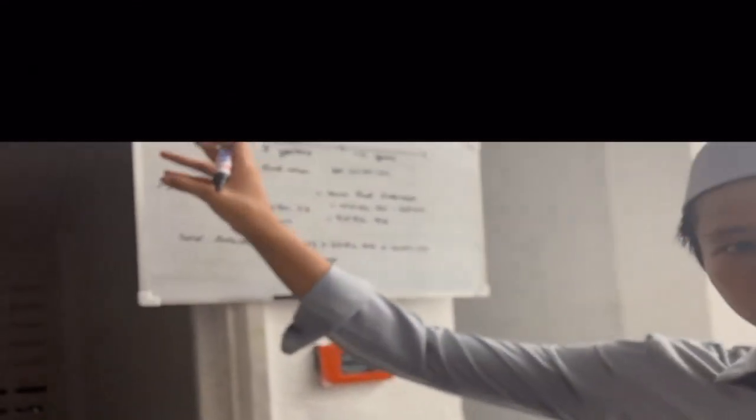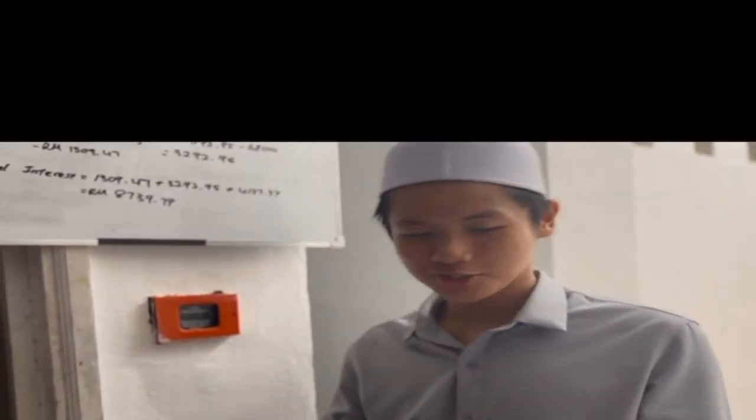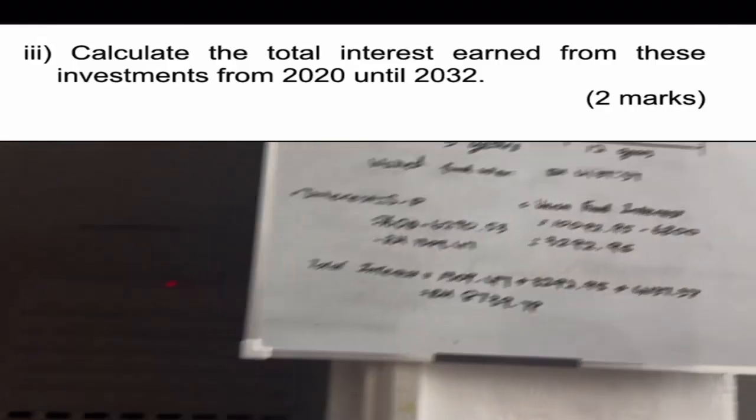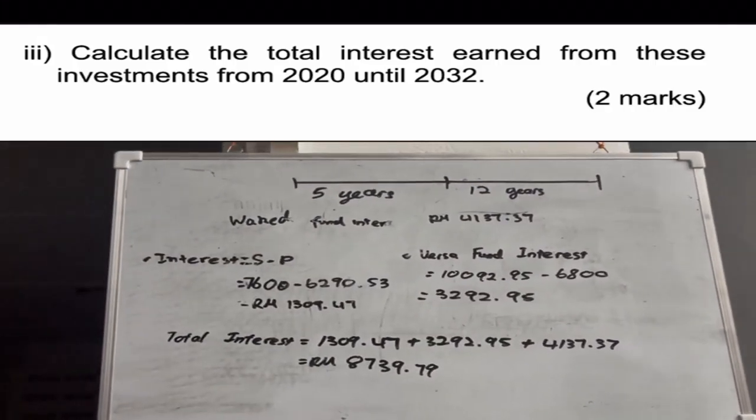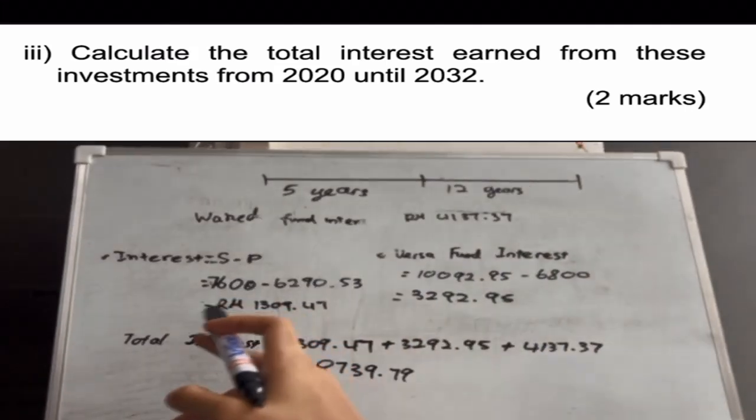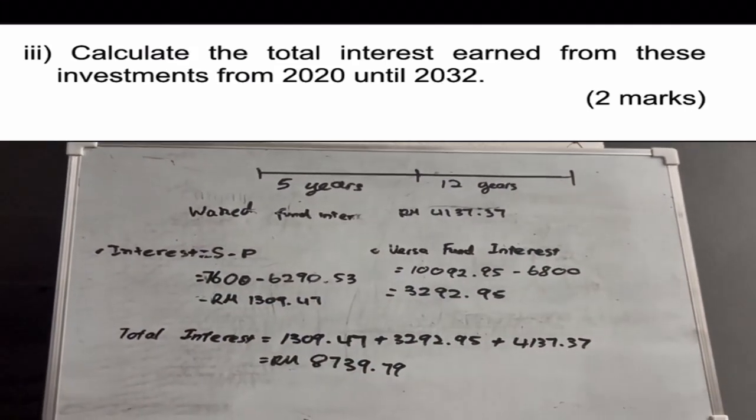Good morning. You're here with me again. So right now, I'm going to teach you how to do the last part of question 1. The question asks us to calculate the total interest earned from this investment from 2020 until 2032. So all of these fund interests are from question 2.